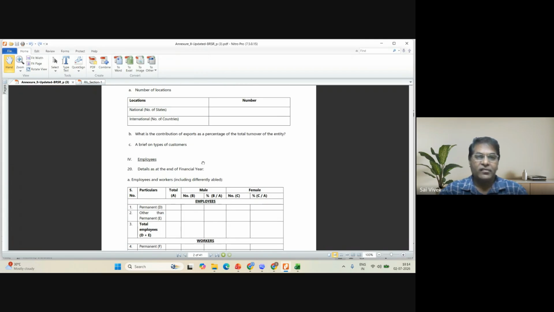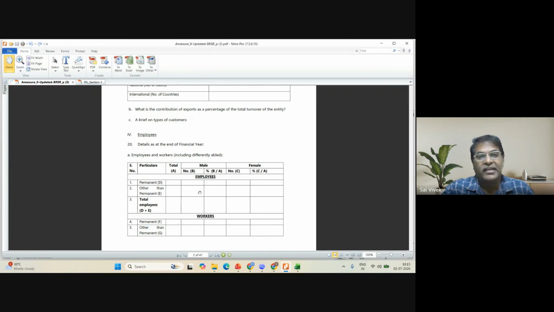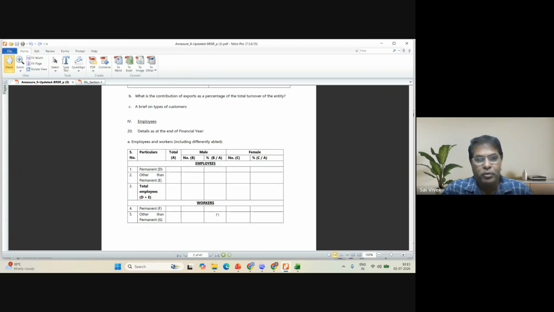The next one is about employees. Details as at the end of the financial year. So employees present in this entity. Employees and workers. Employees are those who are in the payrolls and those who are white collar job employees. These employees could be in general managers, managerial. Whereas workers, they are workers at the ground root level. So male and female workforce is to be provided here.